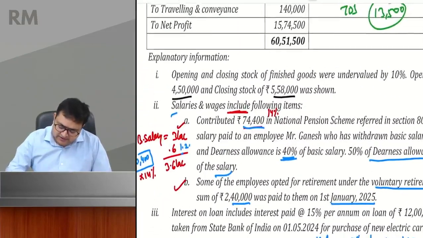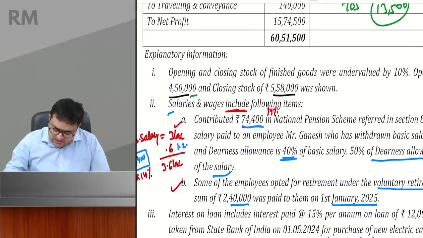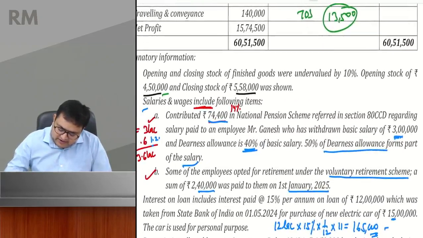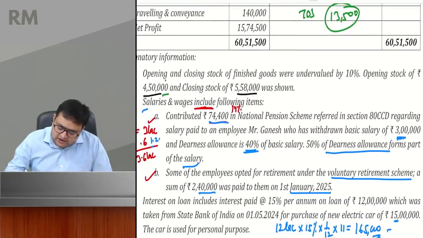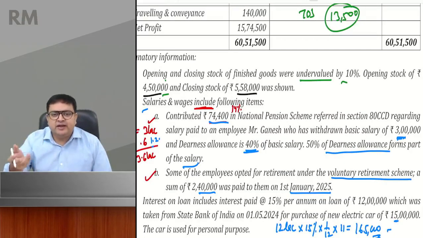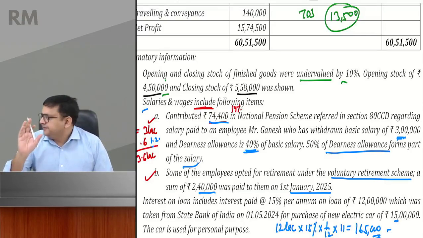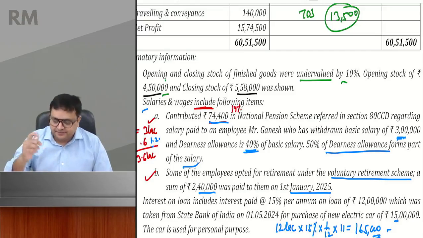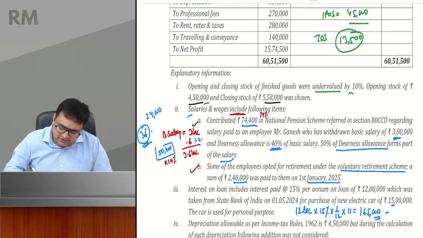Everybody okay, let me discuss opening and closing stock. What adjustment will you make, guys? Opening stock and closing stock are undervalued by 10%. It means that if their original value was 100, how much have we recorded it? 90%. Everybody okay? Opening stock we have recorded as 450, closing stock 558 was shown.